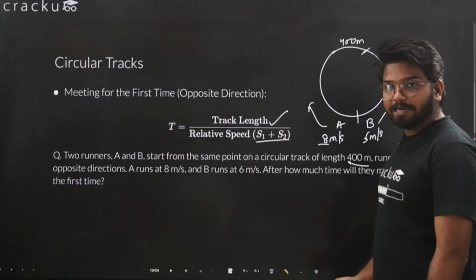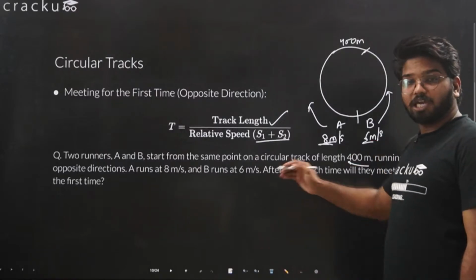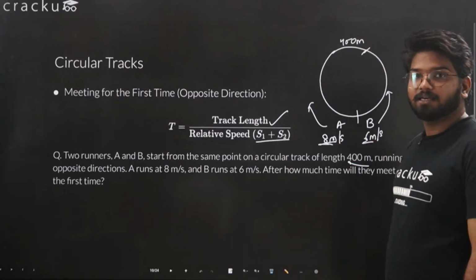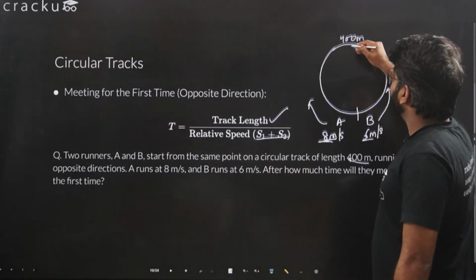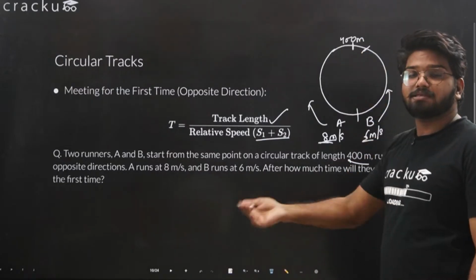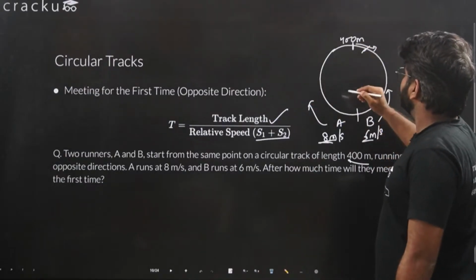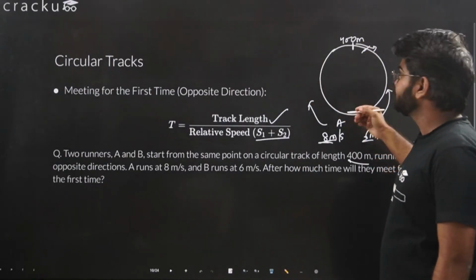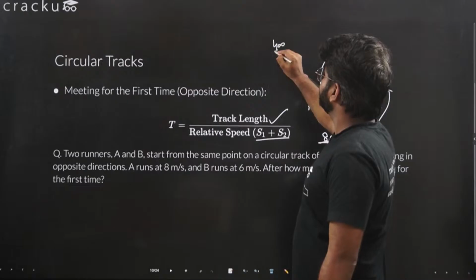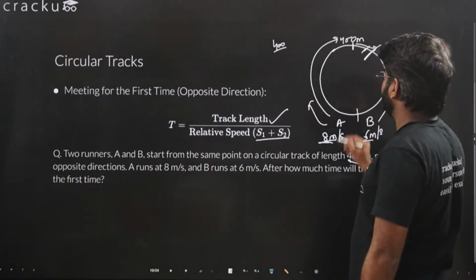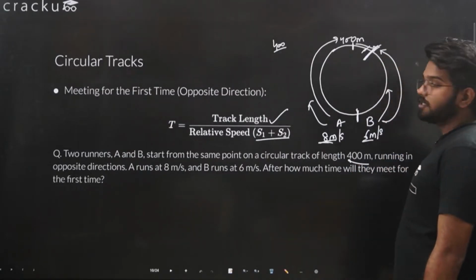How do I know? It is pretty evident that A's speed is higher than B's. So A will cover more distance than B. If their speeds are equal, they will meet at exactly the half point. But A's speed is higher, so A will cover more distance. So A will cross this half point. So they will meet somewhere here. Together they have covered 400 meters. A reached from the starting point to this point. B reached from this point to this point.